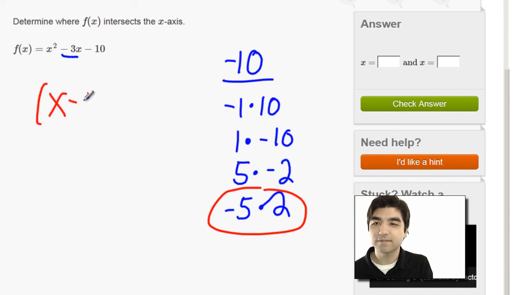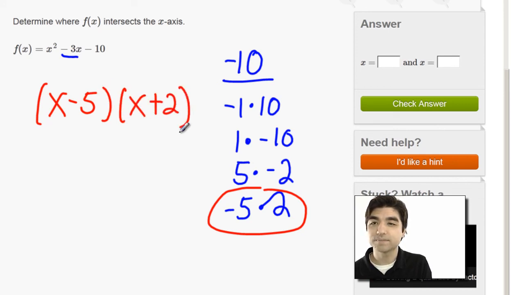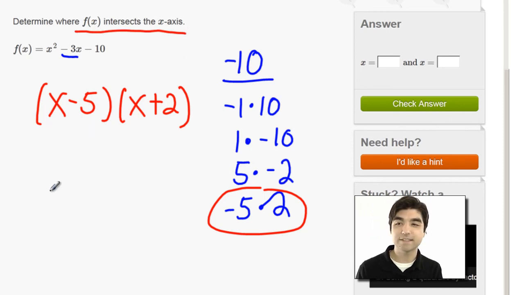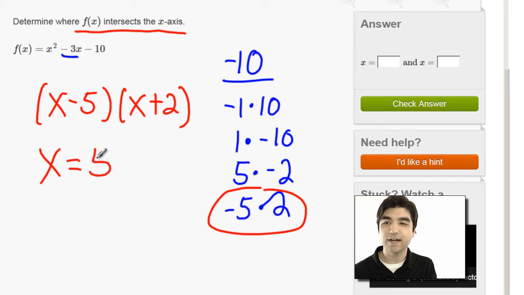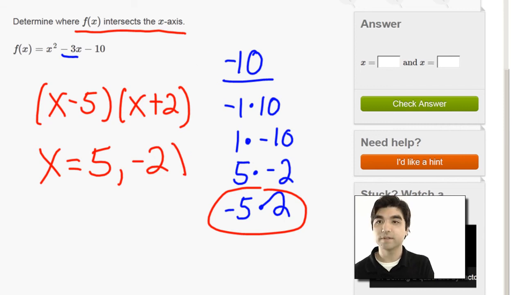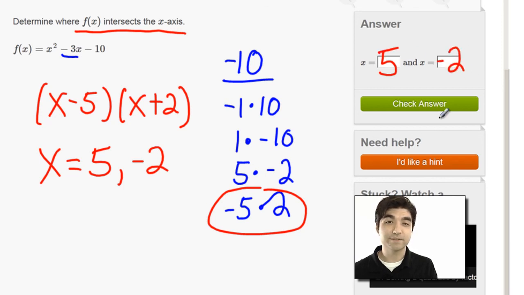So we got x minus 5 and x plus 2. Now the answers for where f of x intersects the x-axis is you take the opposite of these numbers. So x equals 5 and negative 2. So if you're answering these problems, you would put a 5 in here and a negative 2 in here. And that's it. So try some out on your own. Make sure that you understand this concept and then go on to the next video.